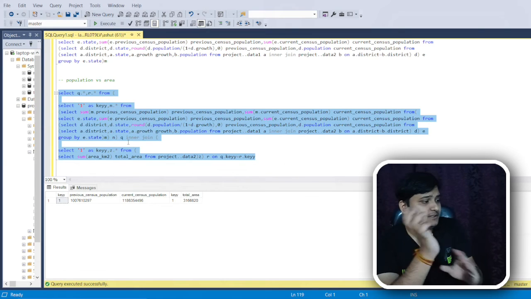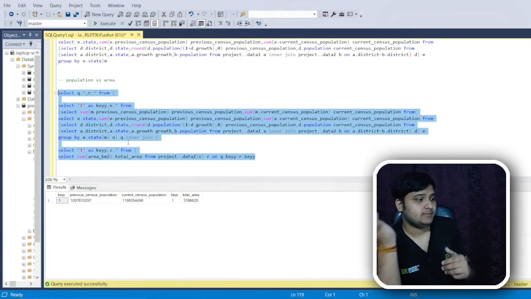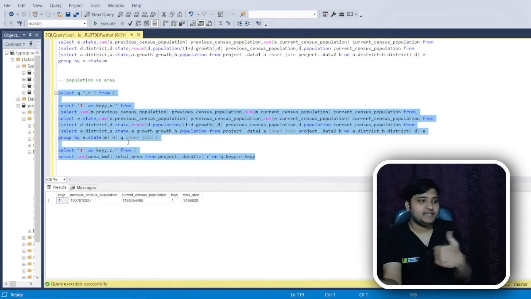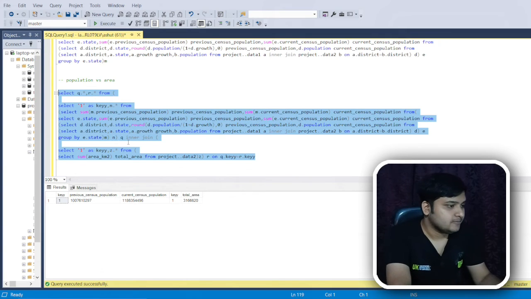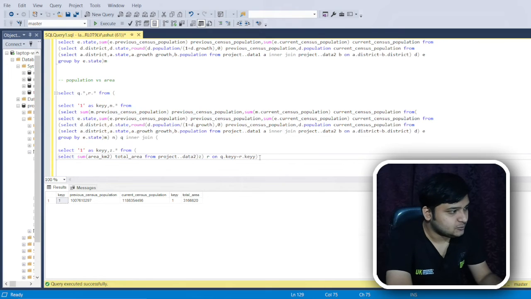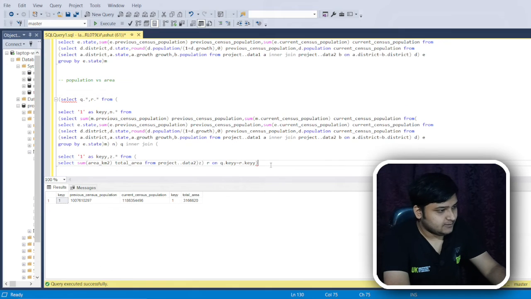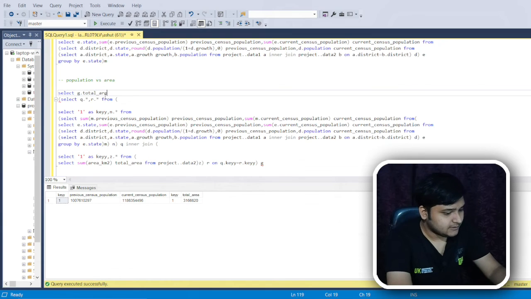Divide the total area by the previous census population and the total area by the current census population, to distinguish how much our area per person has decreased from the previous population. So let us do that. I would again put this into a subquery, and I would provide the name of this subquery as G. So I would do a simple select G dot total area divided by G dot previous census population.